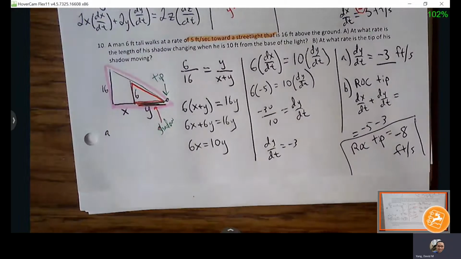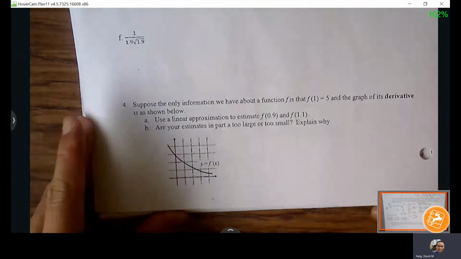Okay, any questions so far? This is page 14 in the packet. Linear approximation for F.